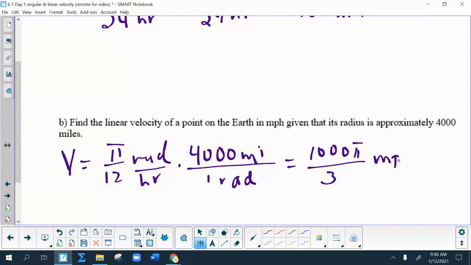This is miles per hour, or it might even make sense on this problem to write it out as a decimal, since that's what we're used to thinking of miles per hour in. So according to our information, the Earth has a linear velocity of 333 and a third miles per hour.